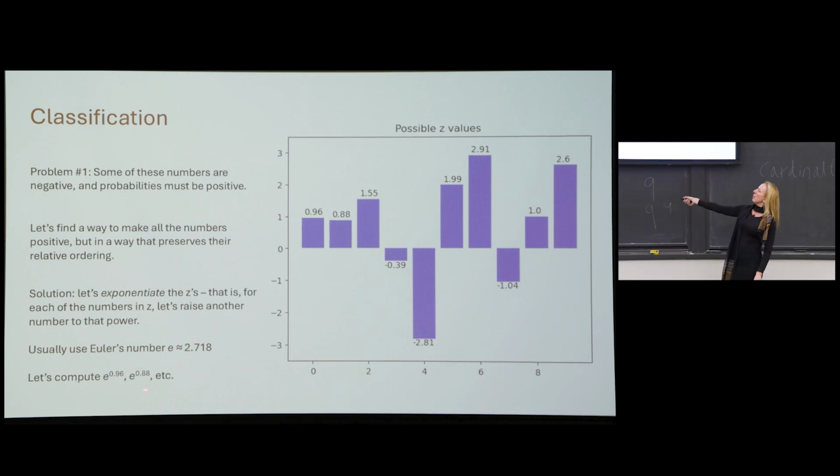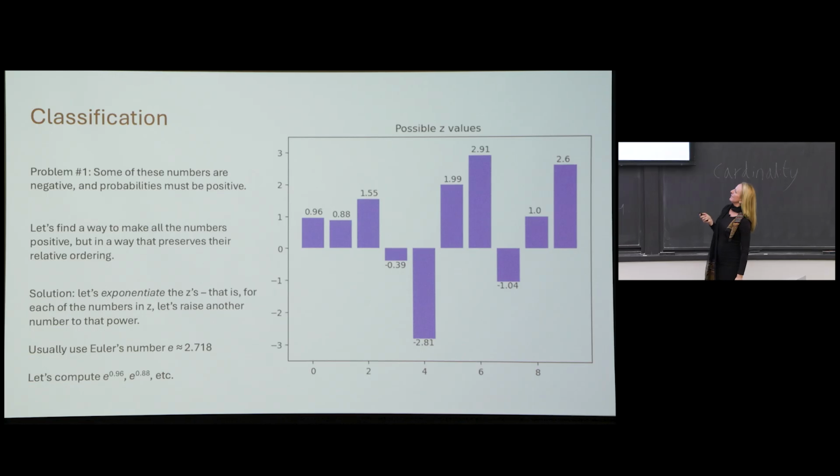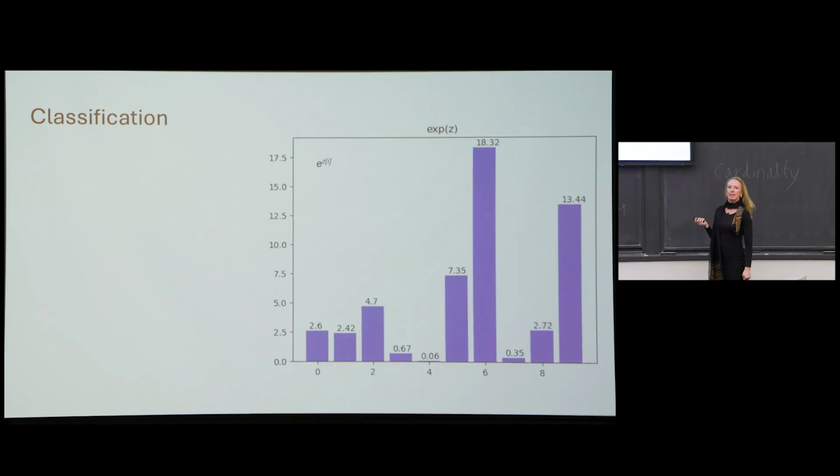So I'm going to take this number and I'm going to compute e to the 0.96. That's going to be super close to e itself because e to the 1, right, is 2.718. But when I take e to the negative 2.81, that's going to be 1 over, close to e to the third. Pretty tiny number, but still positive. What happens if I take these numbers and do this? I get something like this.